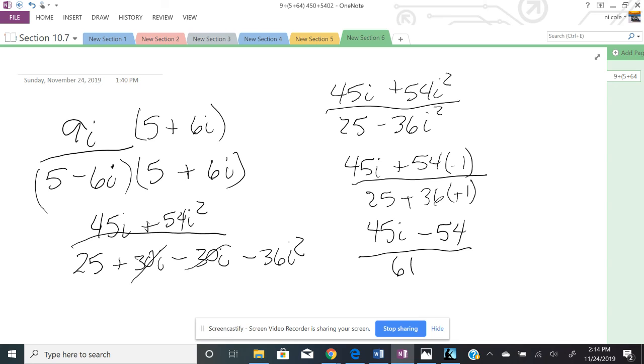Okay, and then what you would need to do is check to see if those three could simplify, if they had anything in common, but they don't, so you should be all good.